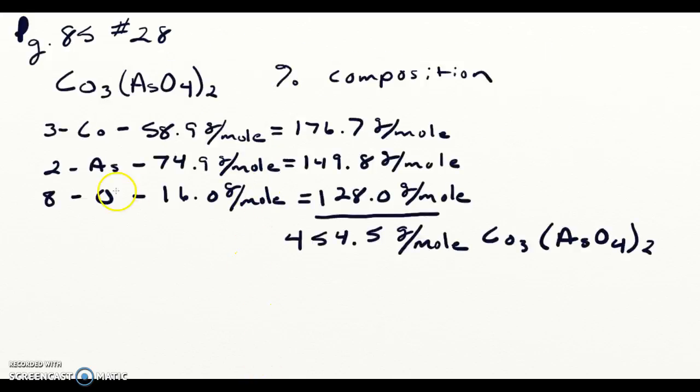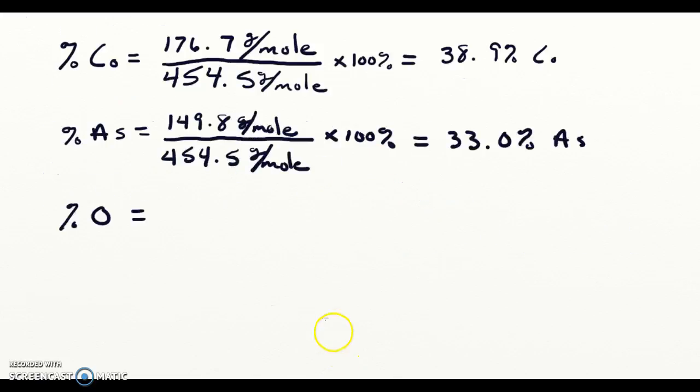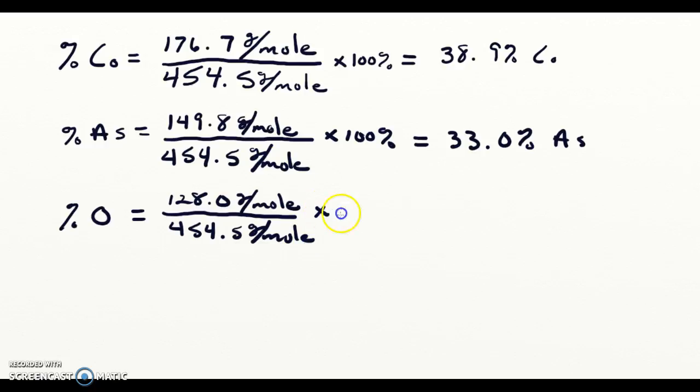So for oxygen, here it is. The total oxygens, there are 8 of them, it's 128, and I'm going to divide by 454.5. So let's do that right now. 128.0 grams per mole, divided by 454.5 grams per mole. And again, I'm going to multiply by 100%, and this gives me 28.2% oxygen. It is pretty close to 30, so we're on the right track.